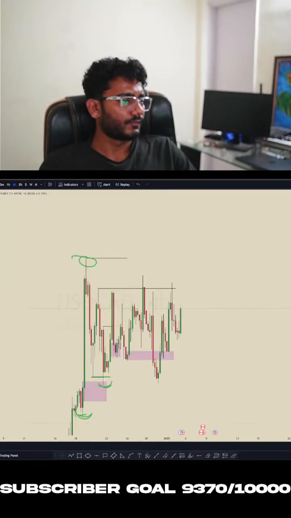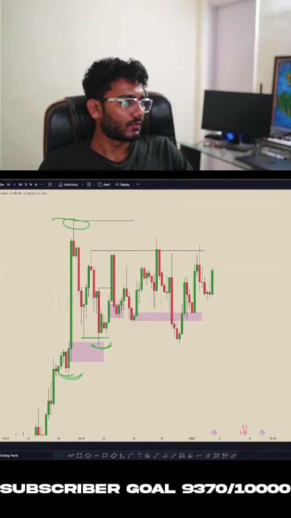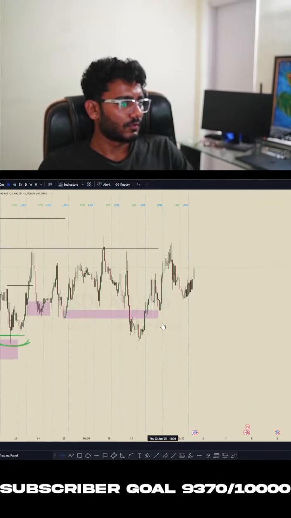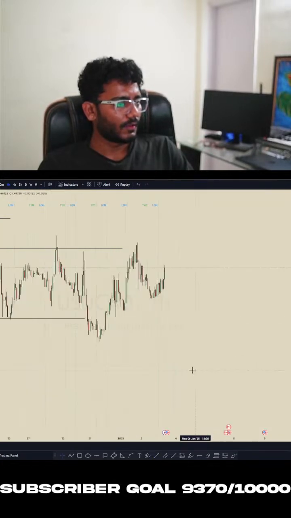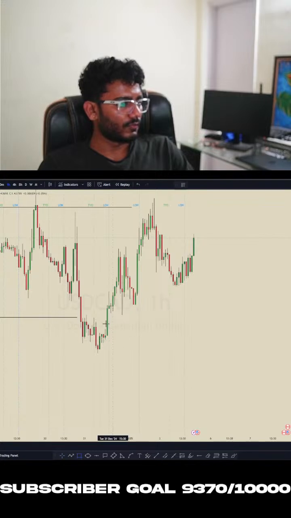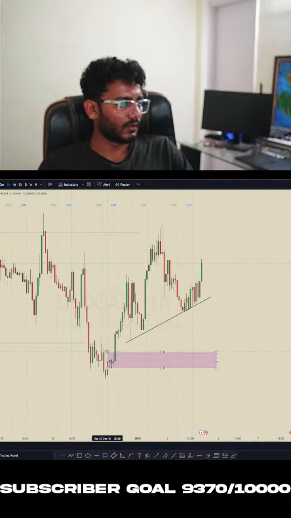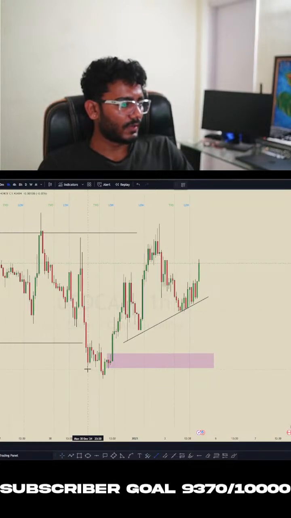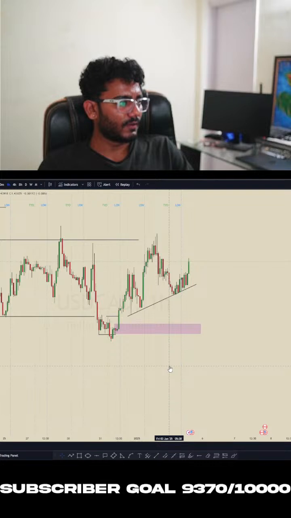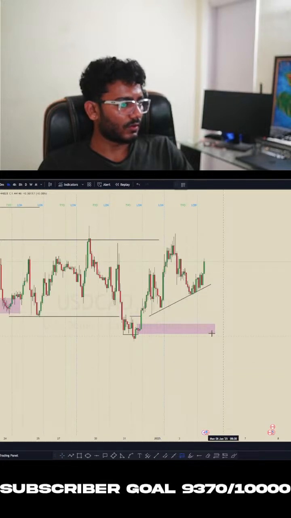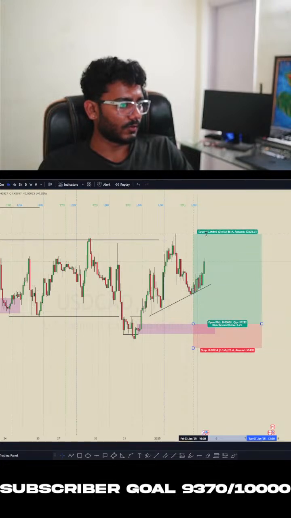USDCAD. Okay, so this liquidity is swept and price created this order block which is unmitigated, and there's a lot of liquidity above these highs. Price induced this low, gave us a change of character here. Then price started to go up. Right now we can look for a buy side entry over here, stop loss below this low, and again take profit at the next high.